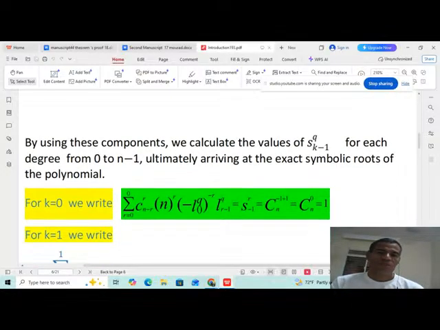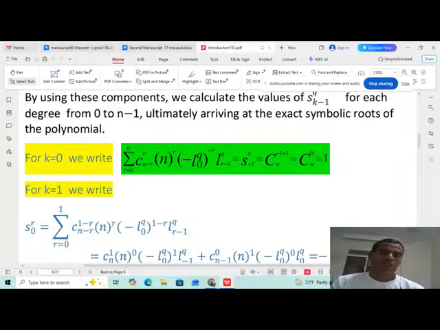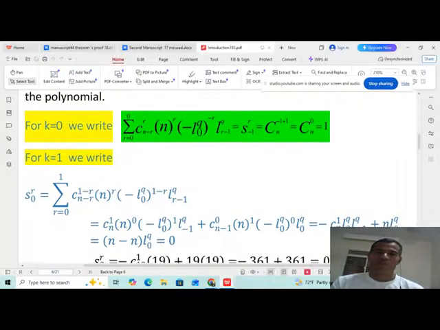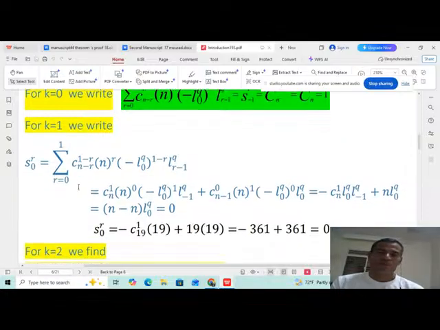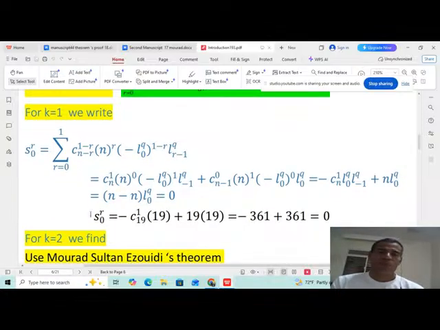Here for k equals 0, we obtain s minus 1 is equal to 1, always. For k equal 1, by convention, the formula is combination n choose 1 times L0 for the Q times L minus 1 for the Q, and this one is always 1, plus n times L0 for the Q. Just by substitution, we obtain that L0 is equal to negative 361 plus 361. This one is going to be equal to 0.